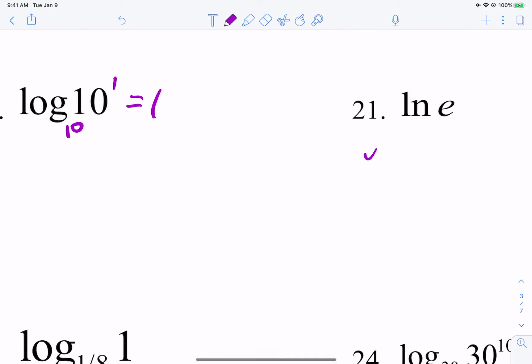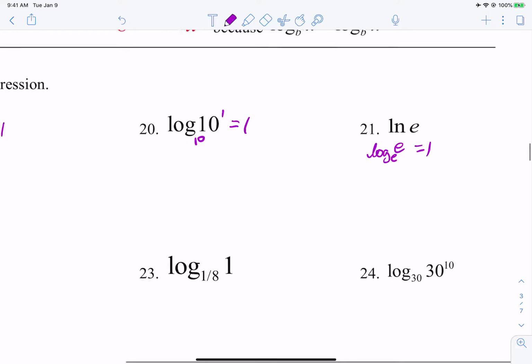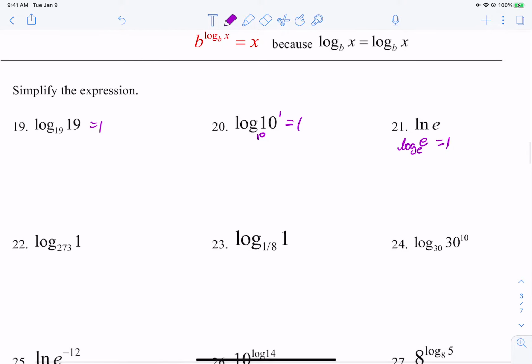Natural log. That's really log base e. And so it's saying what power do I put on an e to get an e? So the answer is 1 again. So 19, 20, and 21 are 3 different ways that you can see where a 1 would occur.